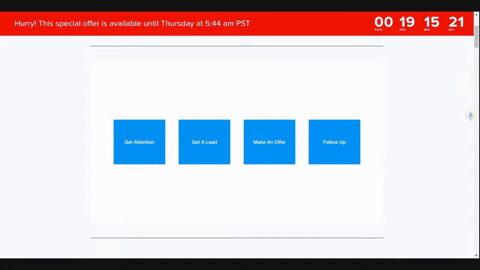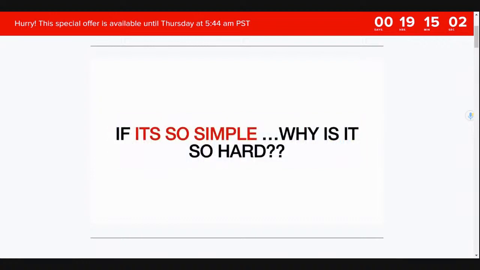Literally, it doesn't matter what type of business you are. If you want to use the internet to sell something, all the way from legal services to toothbrushes on Amazon, this is pretty much the quote unquote magic formula. This is it. These are the only 4 steps, period. 22 years of research gone into this. So the question is, if it's so simple, why is it so hard?